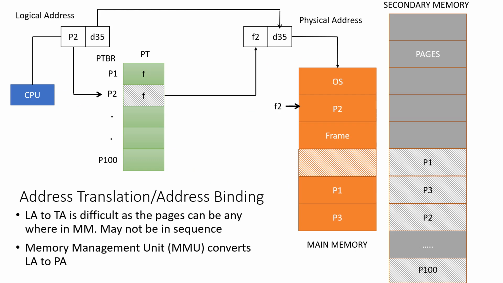So here I have shown a CPU which generates a logical address. It has two parts, page number and instruction offset, and there is one page table, PT, and PTBR, that is a special purpose register, page table base register, which stores the base address of the page table. And where is PT stored? It is also in main memory. This you have to remember. It is not a hardware. It's a data structure.